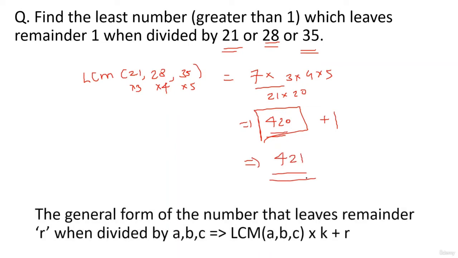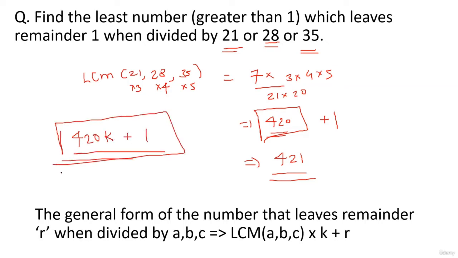The same thing can be summarized by the law which I have displayed on the screen at the bottom. The general form of the number that leaves remainder R when divided by A, B or C will be any multiple of the LCM of A, B and C plus the common remainder. By that logic, any multiple of 420, that is 420k, plus 1 will satisfy the given condition. If you divide 420k plus 1 by 21, 28 or 35, the remainder will always be equal to 1 irrespective of the value of k.